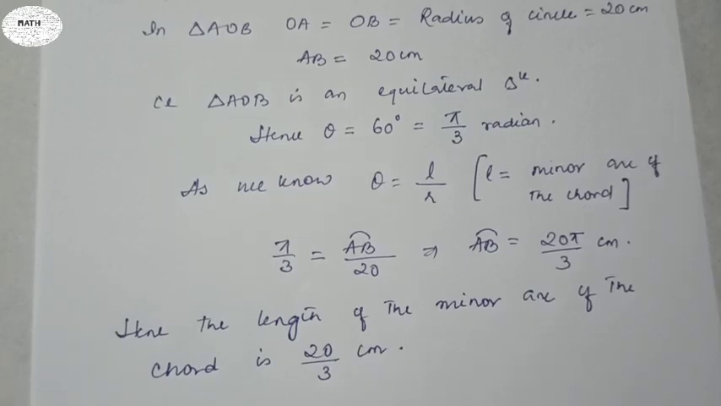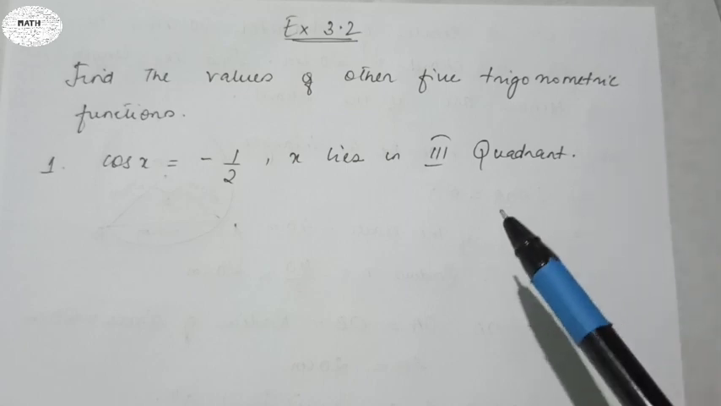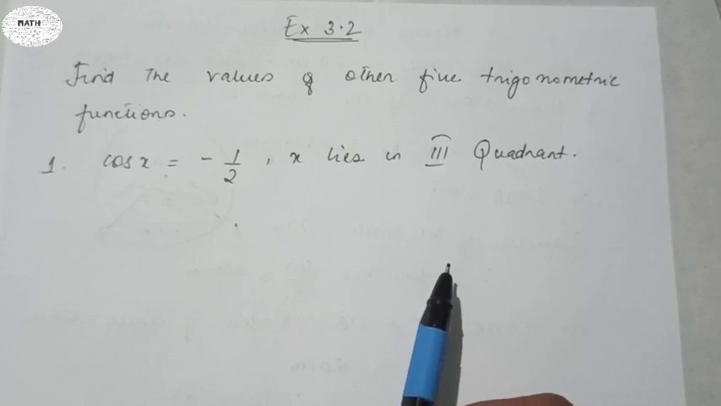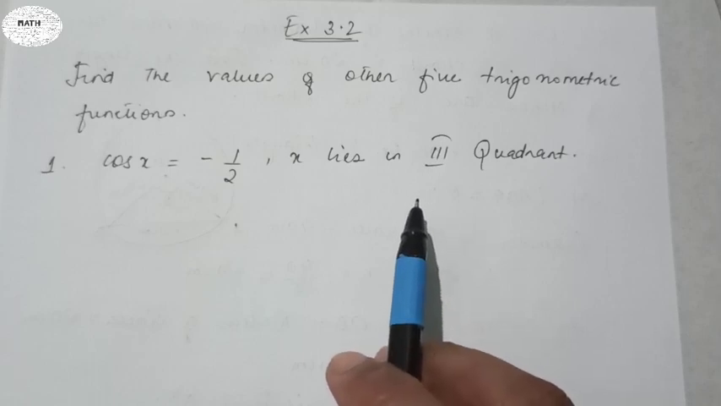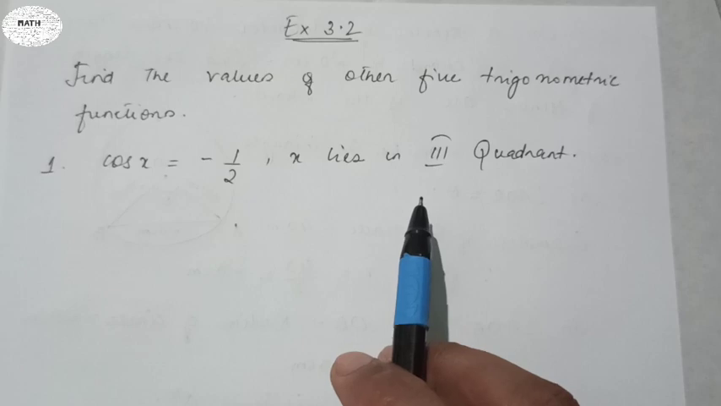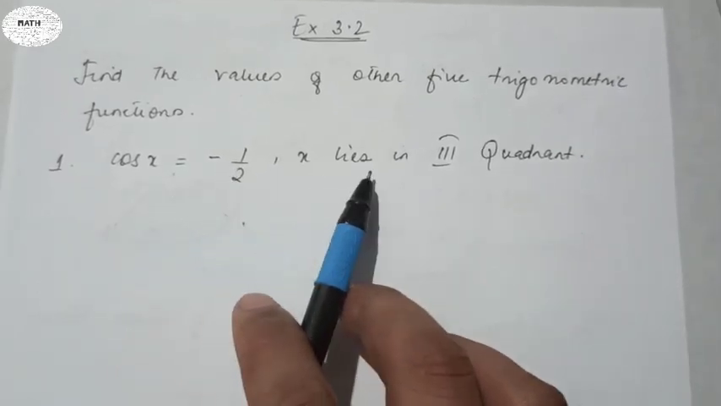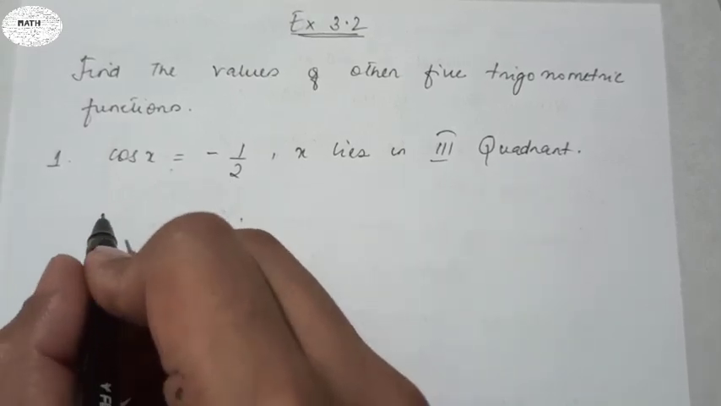So that's about right. Let us do exercise 3.2. Question number 1 is: find the values of the other 5 trigonometric functions. For this question we're going to use the formulas from your class 10, that's sin square theta plus cos square theta equals 1, and so on. We're going to use it, and also the formulas or the table that we have already done. So it's given that cos x is equal to -1 by 2 and x lies in which quadrant? Third quadrant. So in the third quadrant, obviously cos is negative.